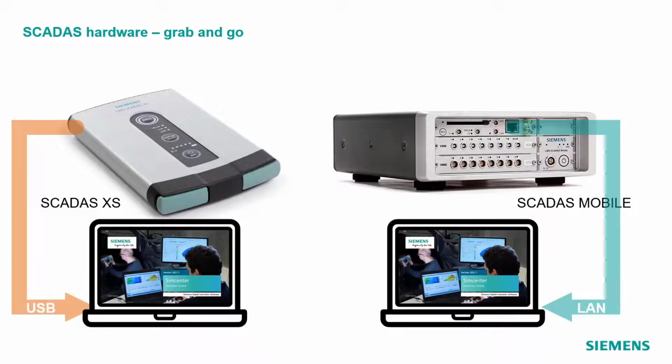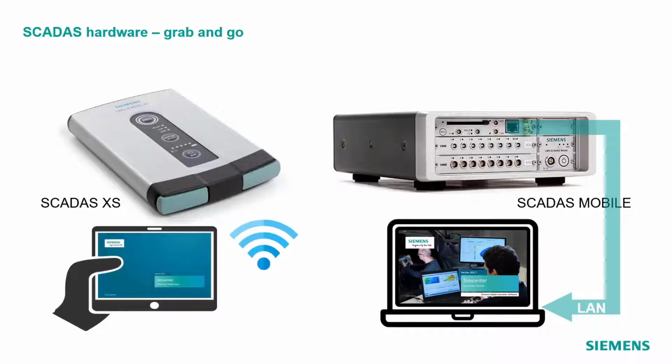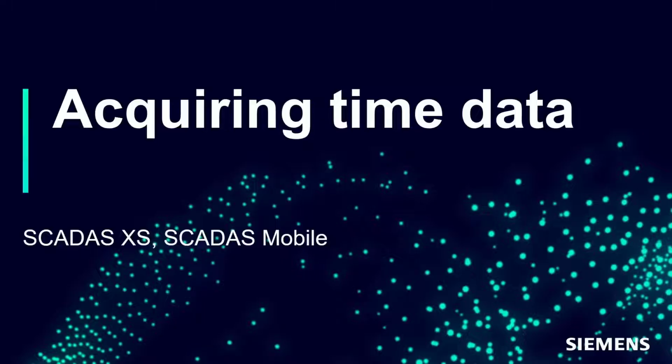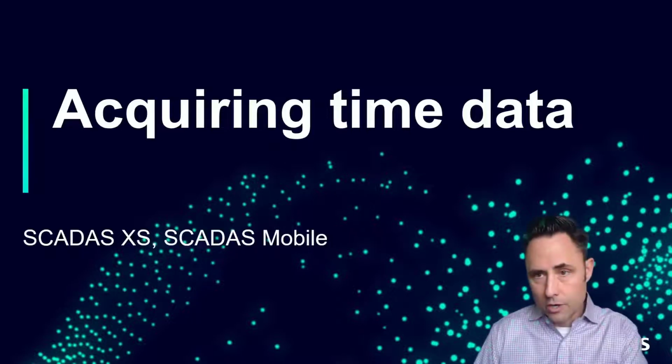And then if you have the XS, you can do the same thing. So you've got your laptop anyway, you hook it up to a USB cable, and you can run SimCenter Test Lab and start your test from scratch using SimCenter Test Lab, no problem. The nice thing about the XS is it also has the functionality to work wirelessly with a Wi-Fi tablet, and it has its own dedicated software called the SimCenter Test Lab Scope app, and we'll take a look at that as well. So those are our two main hardware options in terms of grabbing and going.